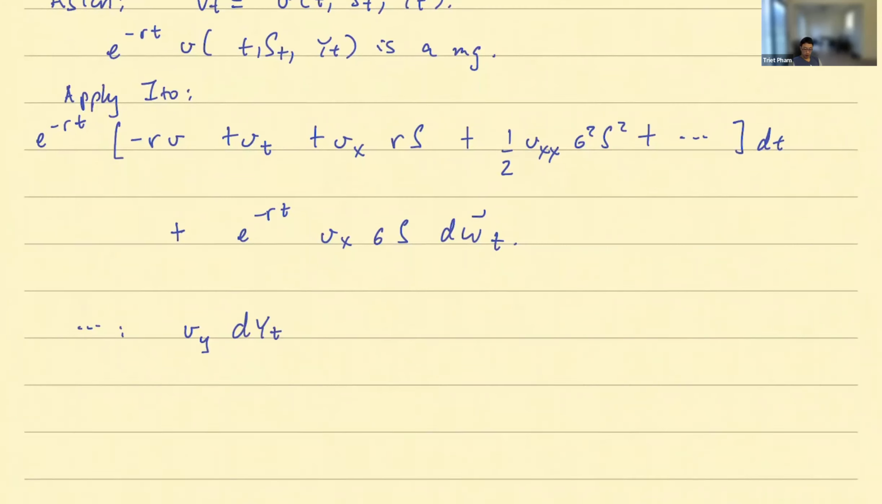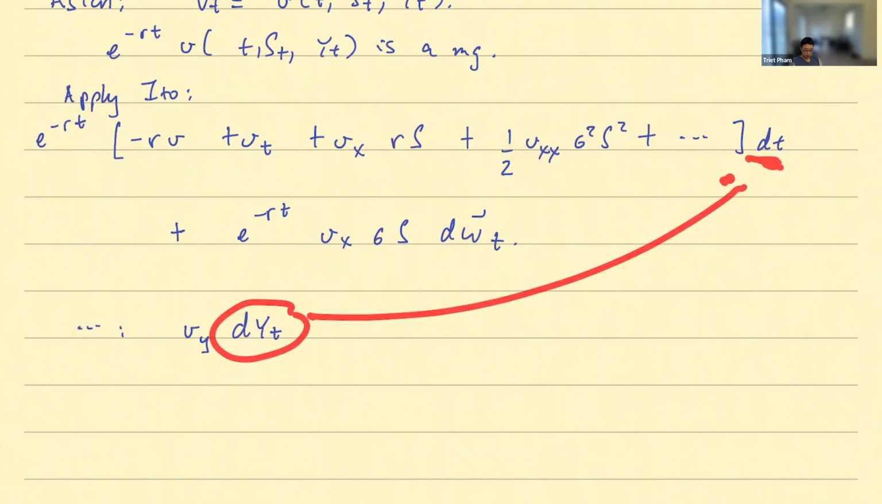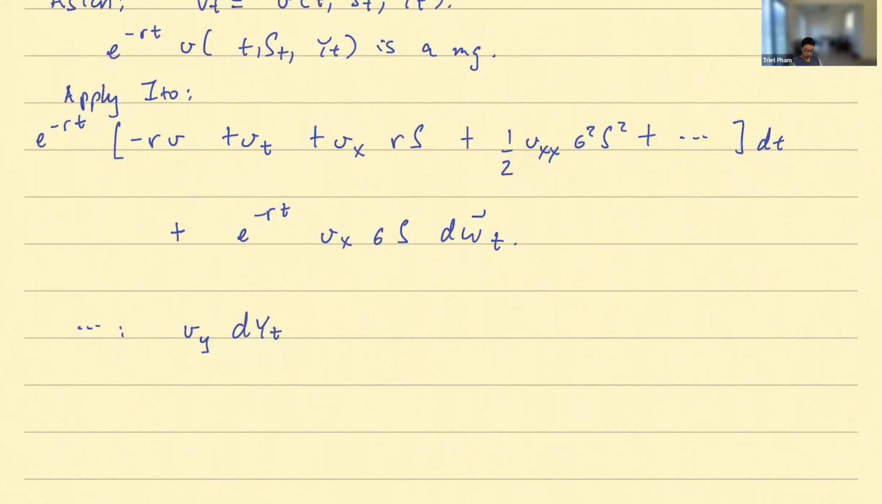Agree? But it's not just dY_t, because we really want dt. So how is dY_t compared to dt? Remember that Y_t is the integral of S_u du. So dY_t is S_t dt. Okay. So we got, okay, so far.